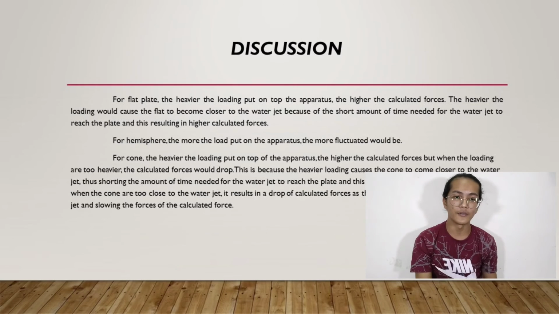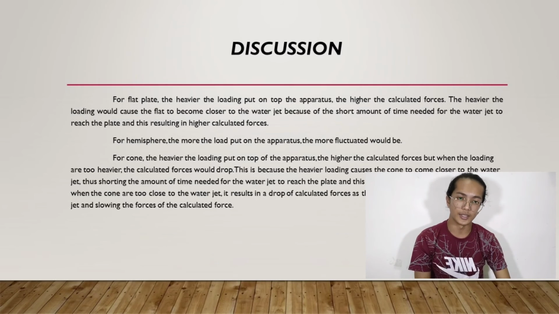This is because the heavier loading causes the cone to come closer to the water jet, thus shortening the amount of time needed for the water jet to reach the plate, and this results in a higher calculated force. But when the cone is too close to the water jet, it results in a drop of calculated force as the water bounces back toward the water jet, slowing the calculated force.